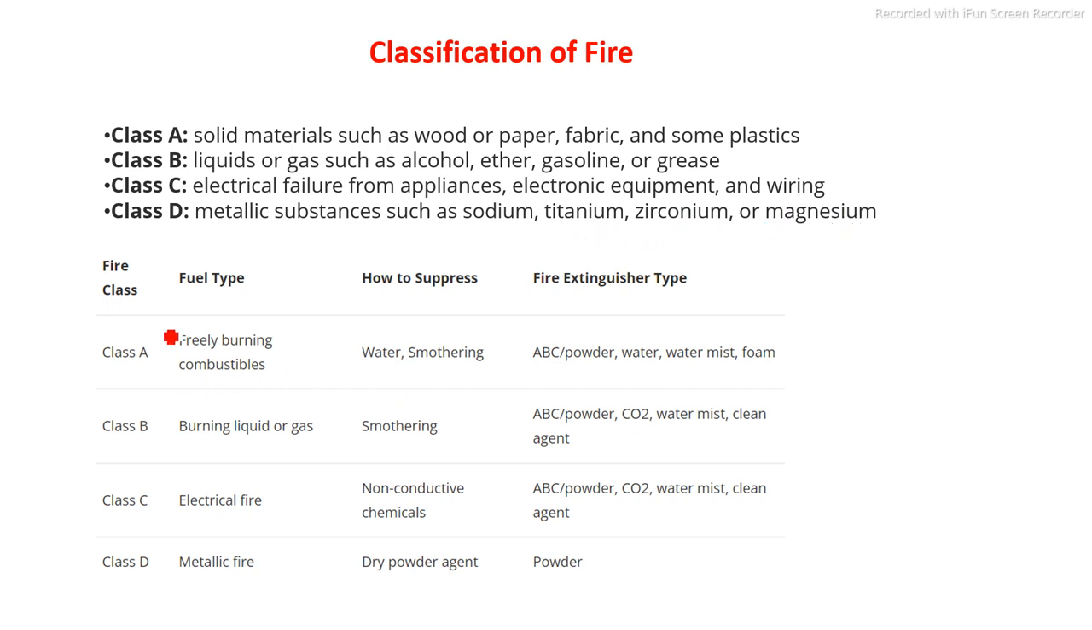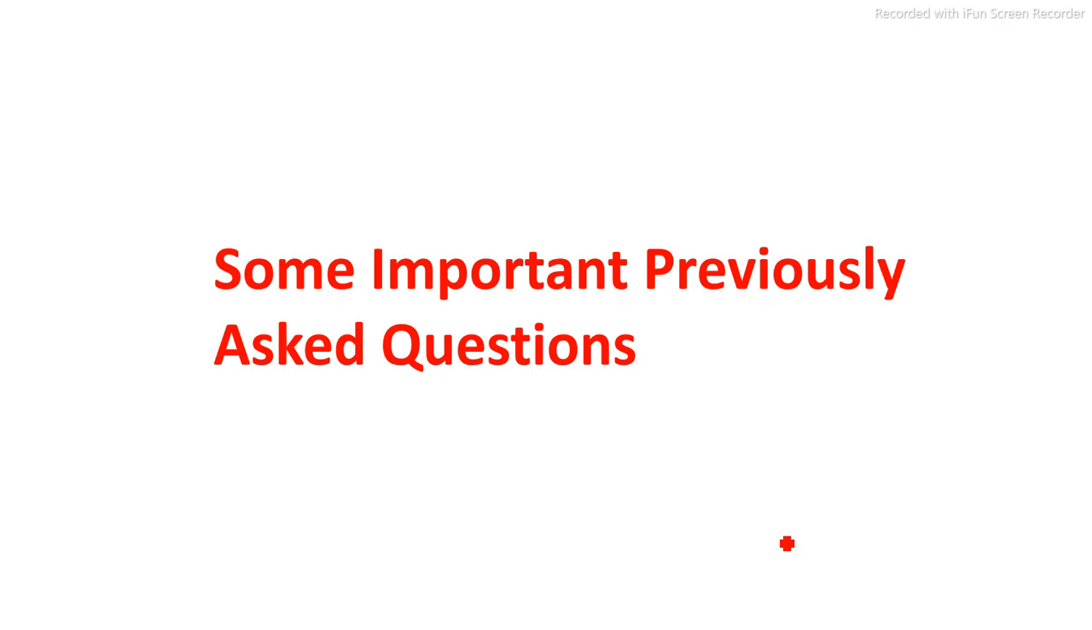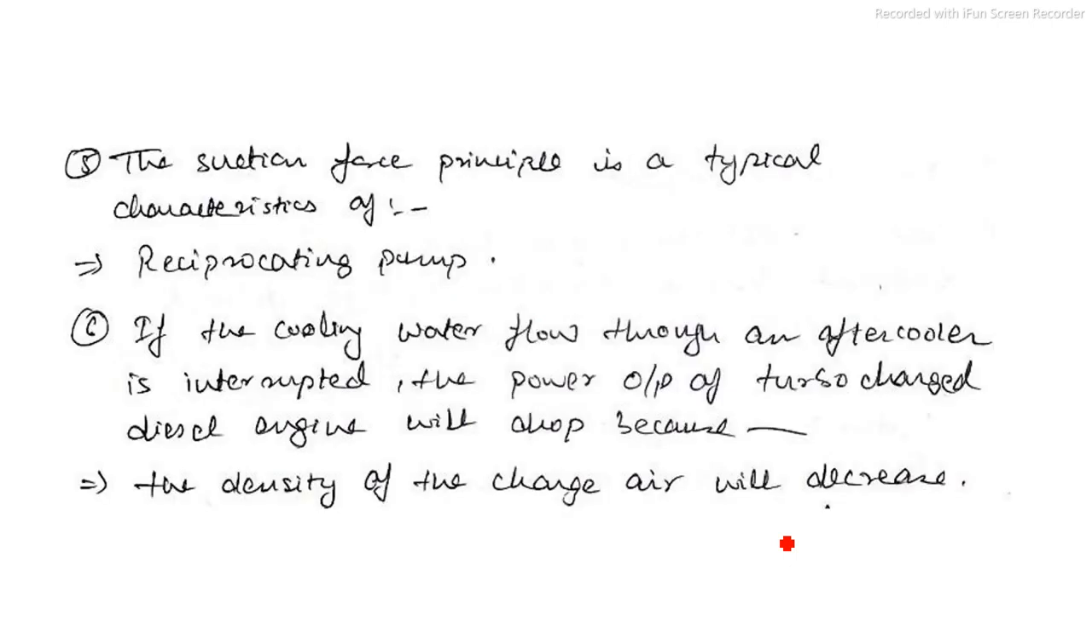And this is the table where you can see what type of fire extinguisher we can use to extinguish what kind of fire. So just go through these tables. These kind of questions can be asked and have been asked in the synergy exam. Next are some important questions that have been asked in synergy.